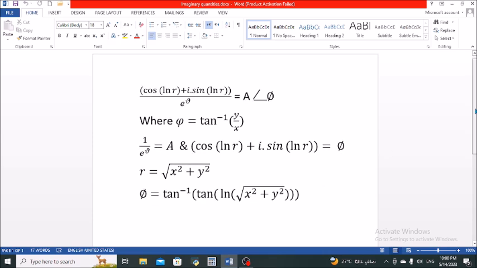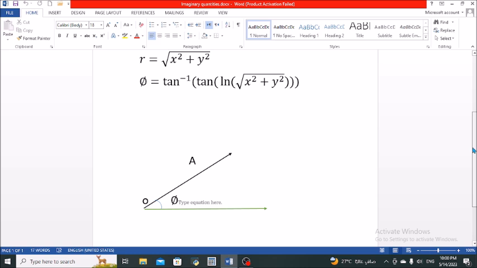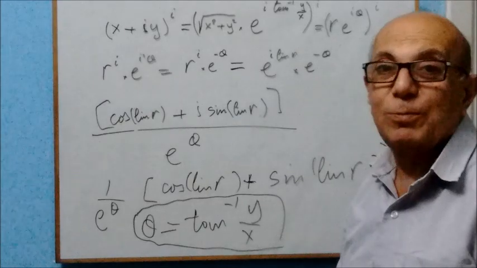That's it. I hope things are clear now, and our complex quantity would be represented by this vector making an angle phi. So simple, so easy.